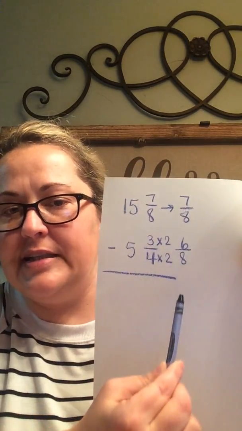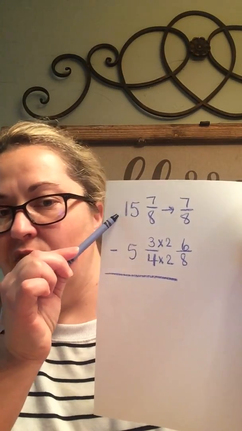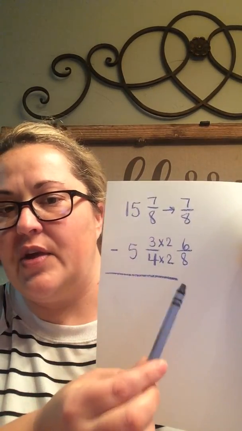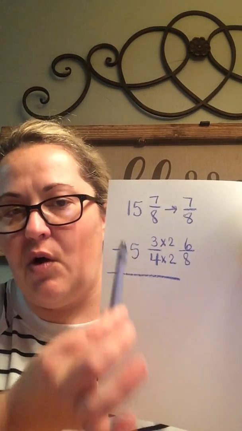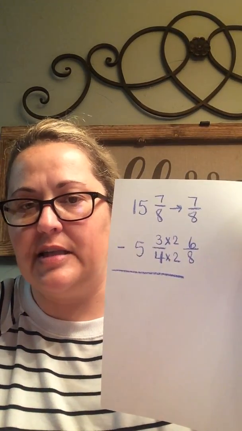So 7 minus 6 is going to be 1/8, but don't forget about your whole numbers. That's the other thing. When you get in a rush and you do all this math, sometimes you forget those. We discussed that yesterday, okay? So our final answer is going to be 10 and 1/8.